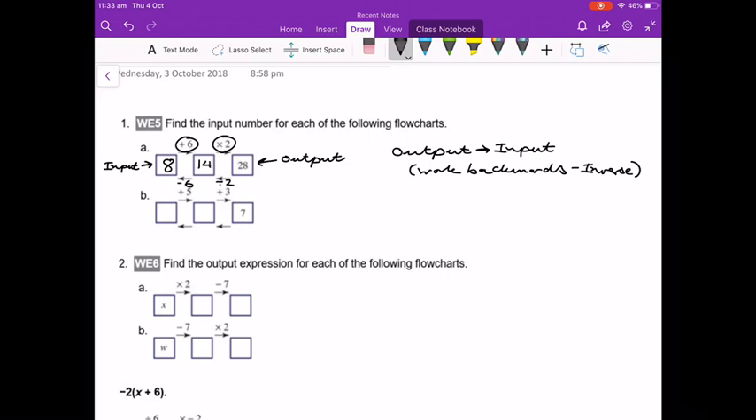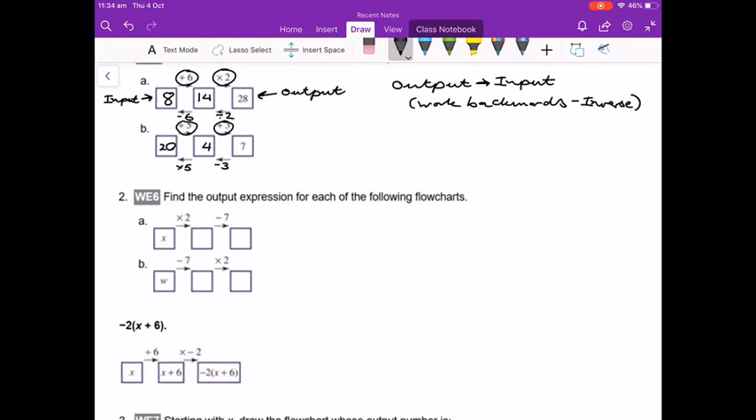The next example, 7 plus 3, opposite of plus 3, take 3. 7 take 3 is 4. 4 divided by 5, the opposite of divided by 5 is times by 5, and the answer is 20. So the input is 20. And if I went from the input and followed the directions above, it should take me to the output.